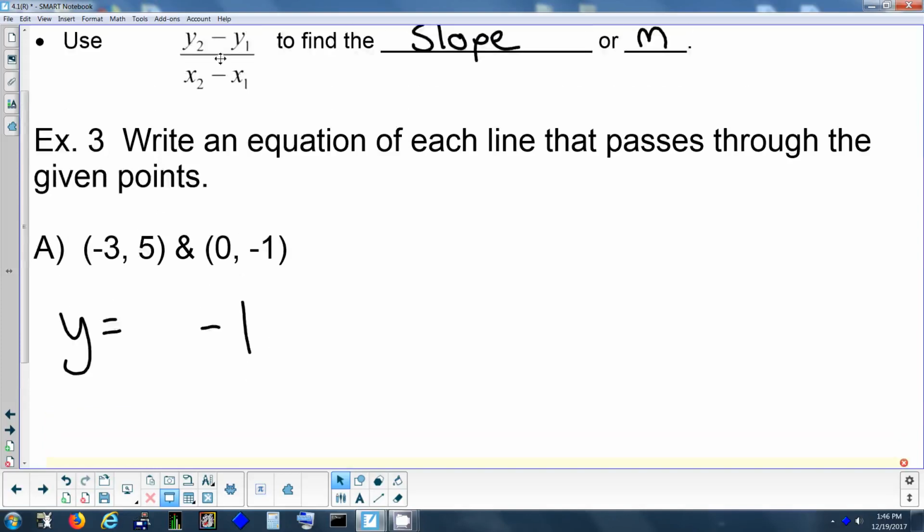Y2 minus Y1 over x2. Agreed. So, if I'm looking at these coordinates, what's -3 going to be? Is that an x coordinate or a y coordinate? That's an X, like the alphabet, right? X. What's the 5 going to be? Y. What's the 0 going to be? X. What's the -1 going to be?